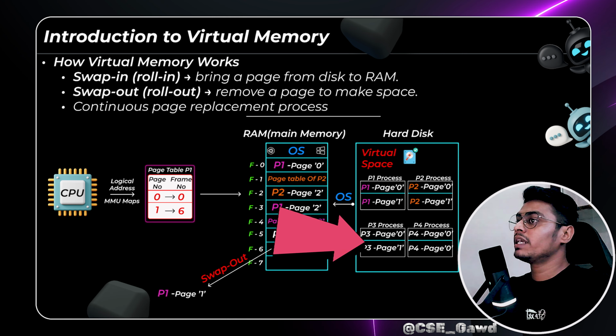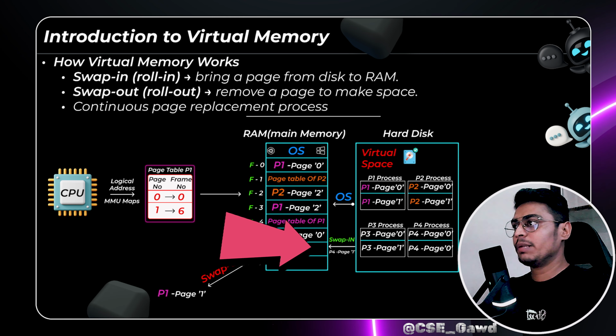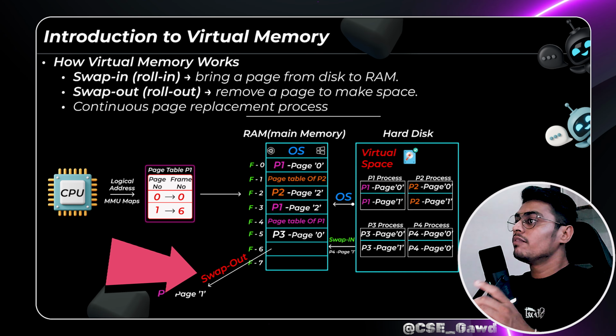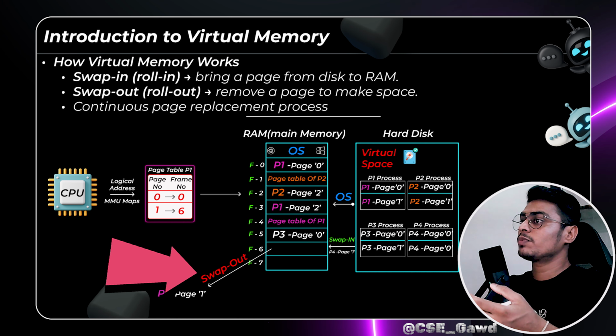Swap in means we bring a page from the hard disk into main memory, and after some time, because we have limited main memory, we can't keep that page permanently in main memory. We will have to remove that page and bring in some new page. This continuous process of replacing pages is called page replacement.